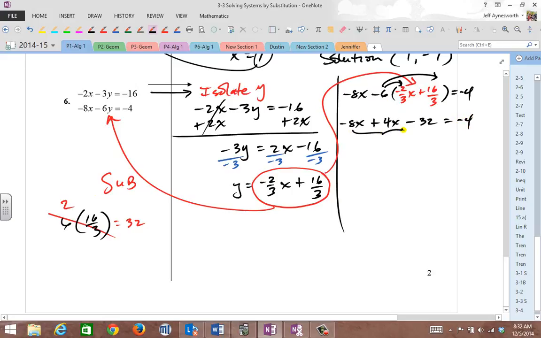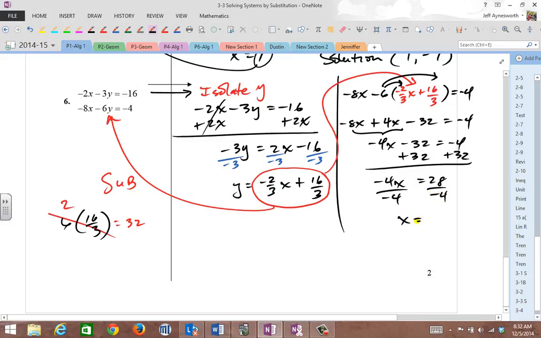All right, adding like terms, we get negative 4x minus 32 equals negative 4. Add the opposite. You get negative 4x equals 28. And if you divide by negative 4, you get x equals negative 7. We're almost done. So what we need to do now is find y. So we substitute it back.